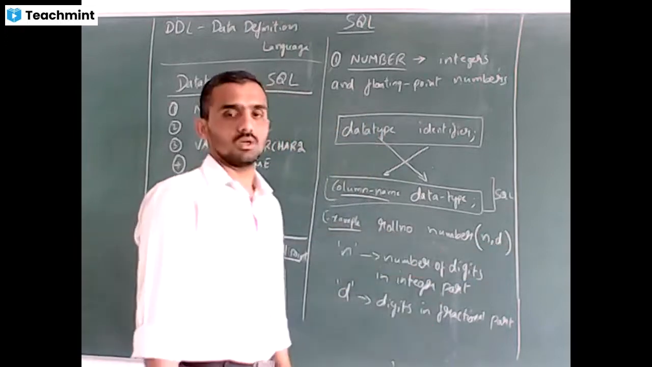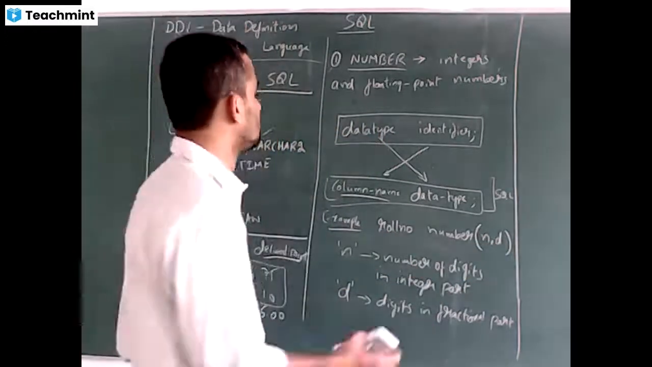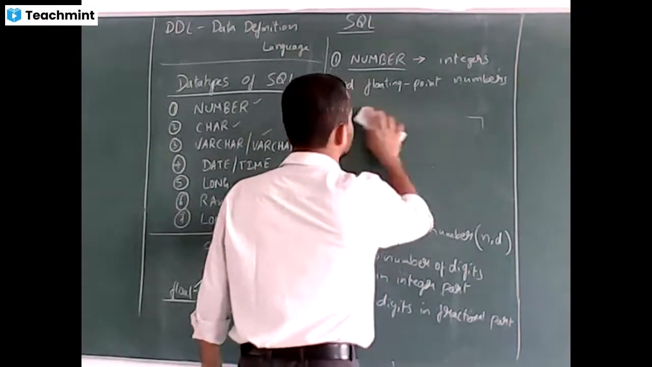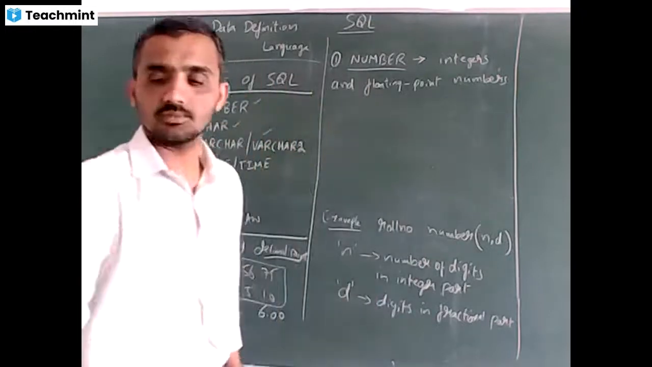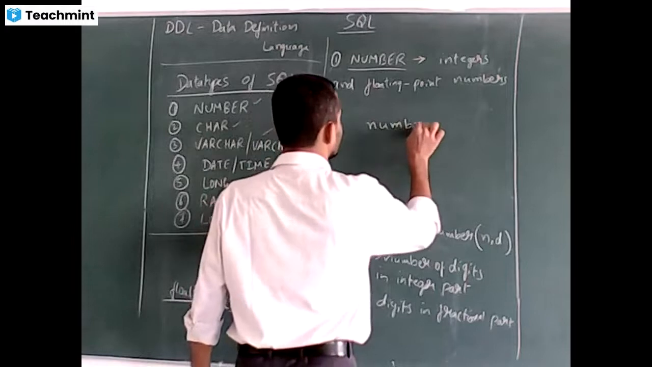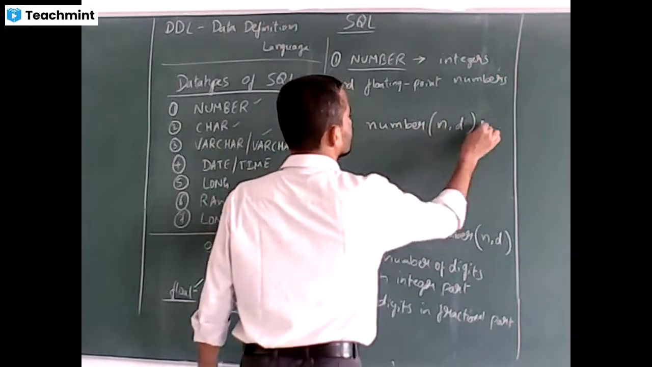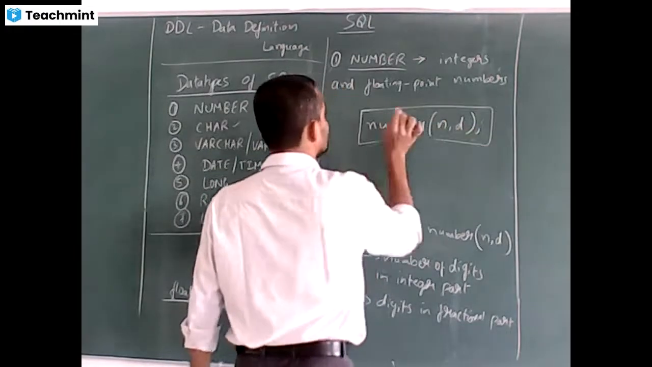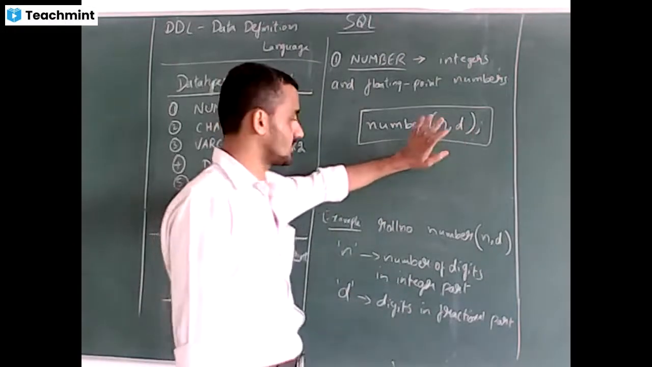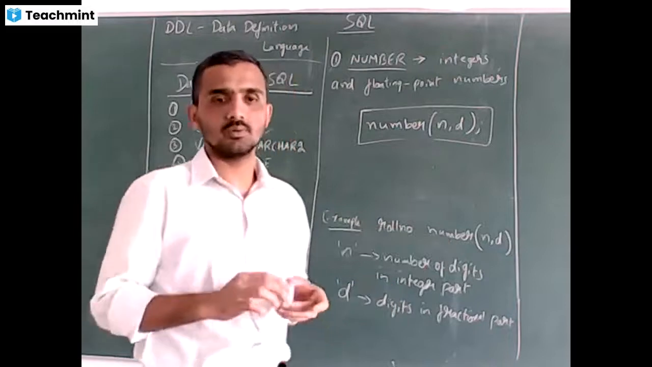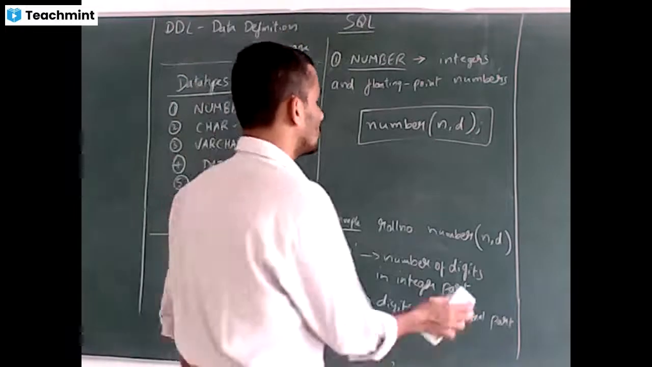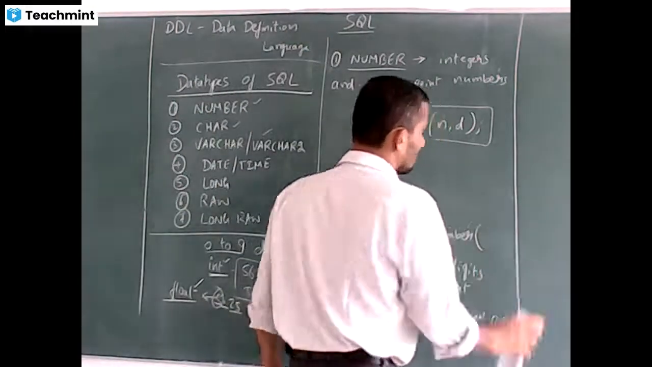Now for the roll number column, see here I write the syntax. Number is the data type, n comma d. N indicates the number of digits in the integer part, d indicates the number of digits in the fractional part. For roll number, there will be no fractional part. That means roll number will not be in floating point numbers. So directly we can go for only n.